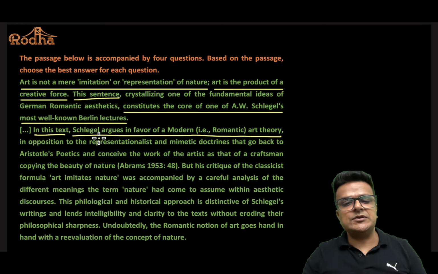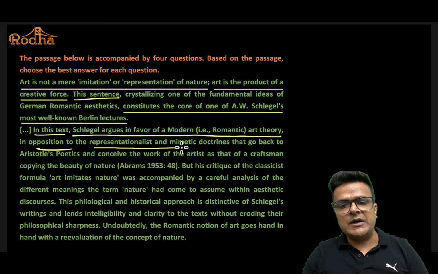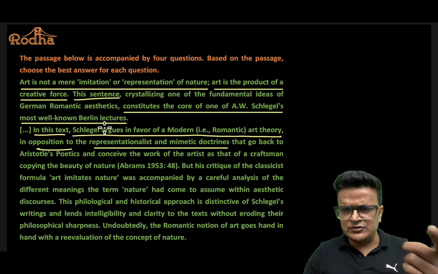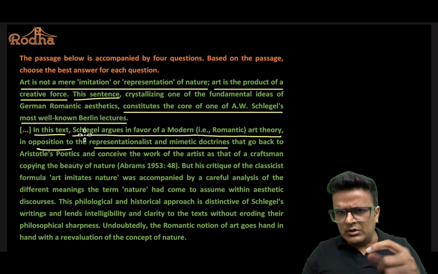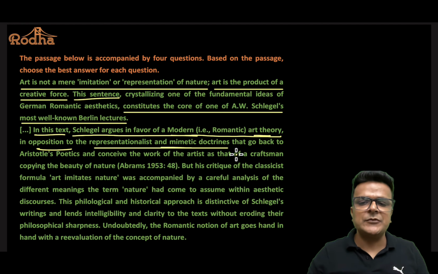So in this text, Schlegel argues in favor of modern art theory, and then it says, in opposition to the representationalist and mimetic doctrine. Mimetic doctrines are belief systems which talk about copying things. So as we just saw, ऊपर भी यही लिखा है. Schlegel actually said he was for modern art. He was not for copying. He was against copying, right?